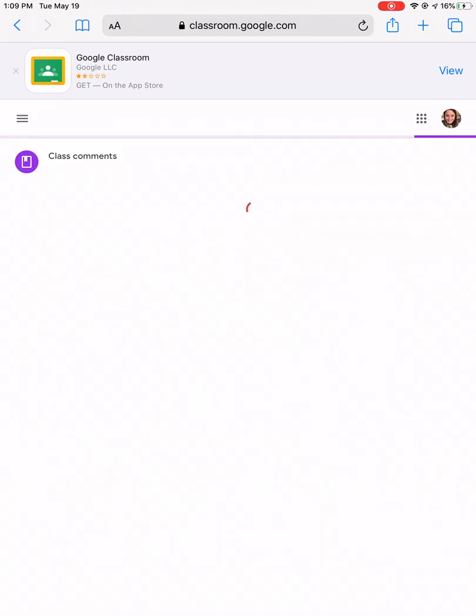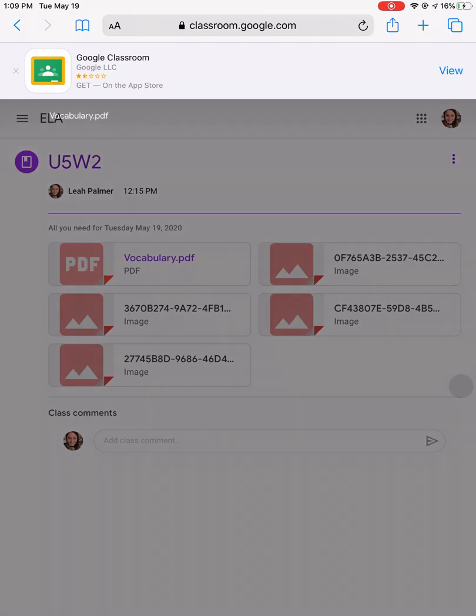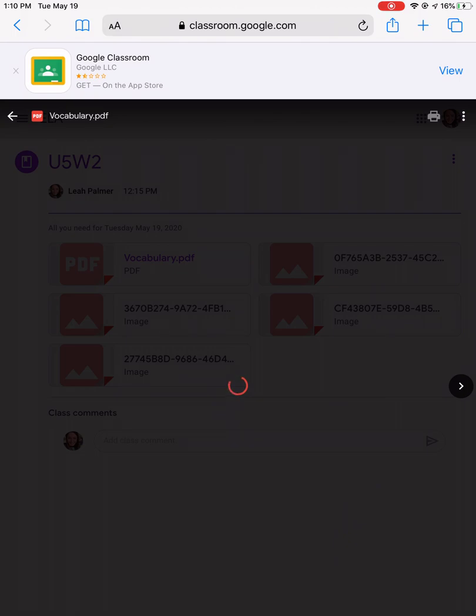So when you click on it, you're going to have vocabulary. That's going to give you all your worksheets like we do in class. So I'm going to click on vocabulary first. And again, it's going to take a while to load, but I'm not going to show you all of the pages because it will take forever to load one.